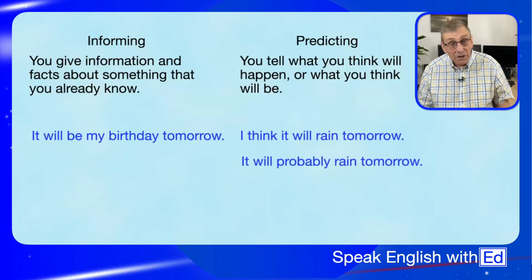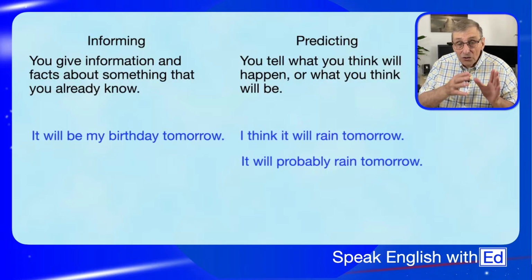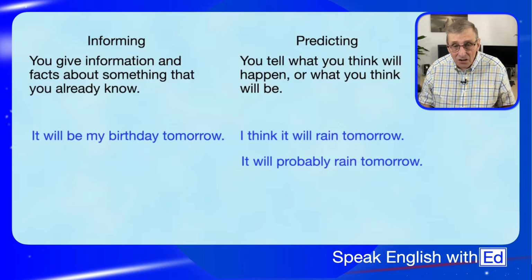This is a prediction, another prediction, because there's a degree of probability there. It will probably. You don't know that it's going to be, so you're not passing information. You're passing something that you think. A probability means it may rain tomorrow.